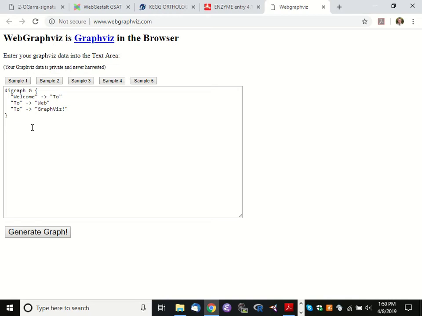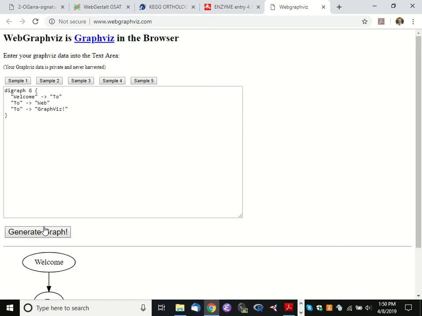In the GraphViz language, it's specifying that this object here called welcome points to an object called to. Similarly, the object to points to web. Web in turn points to, the to also points to GraphViz. Do we see that? So if we click on generate graph, we'll see that immediately down at the bottom, the corresponding graph has been generated.